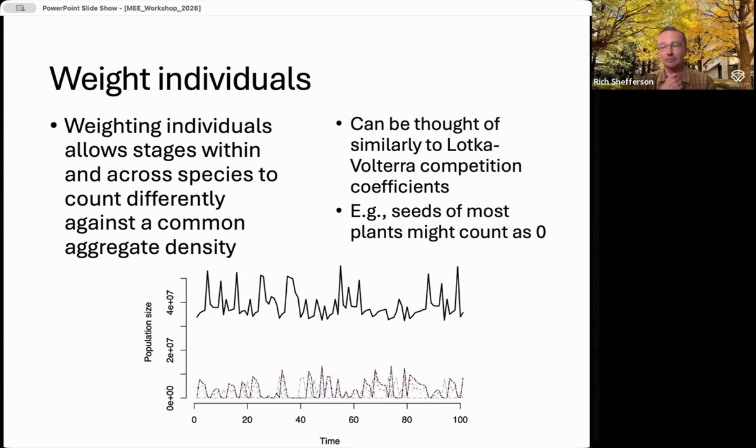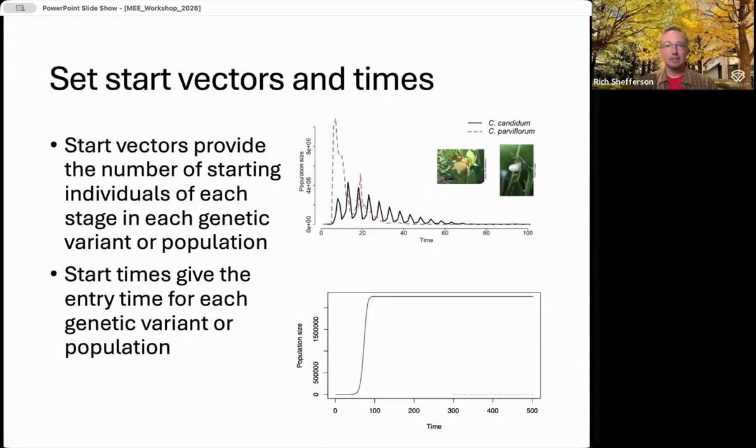There are also situations with plants in particular where you might want to zero out a stage in terms of its effect on the aggregate density. So, for example, if you're working with plants that have dust seeds, those dust seeds should probably be set at zero because they're not really doing anything in the population. You might have vastly more of those than of actual growing individuals. And so that could impact your density dependence functions in a not so great way. So that's something to think about and to set.